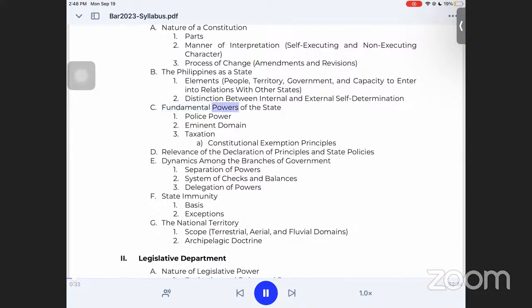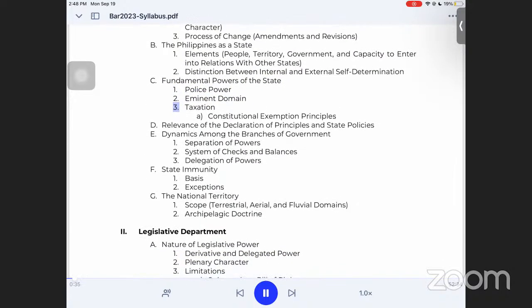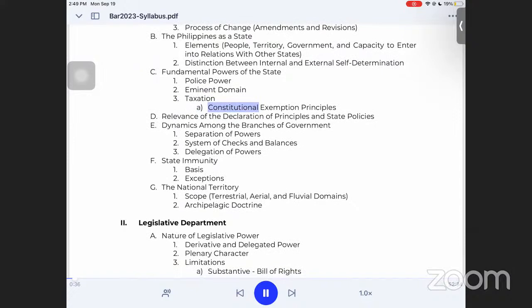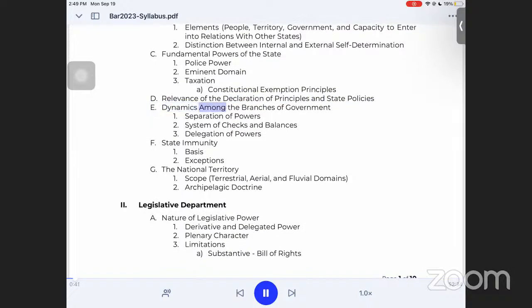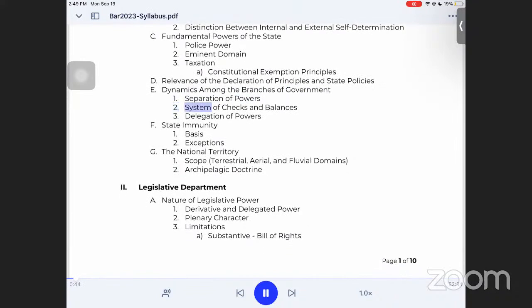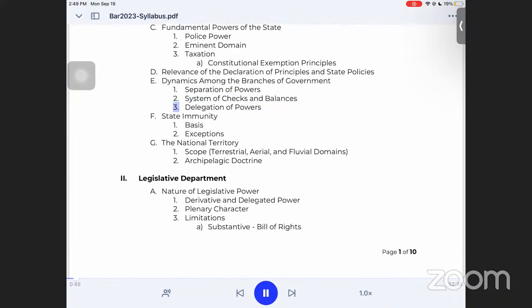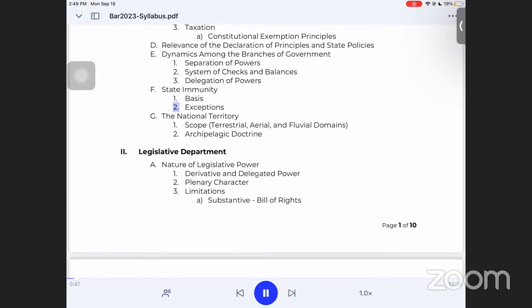C. Fundamental powers of the state. 1. Police power. 2. Eminent domain. 3. Taxation. a. Constitutional exemption principles. D. Relevance of the Declaration of Principles and State Policies. E. Dynamics among the branches of government. 1. Separation of powers. 2. System of checks and balances. 3. Delegation of powers. F. State immunity. 1. Basis. 2. Exceptions.